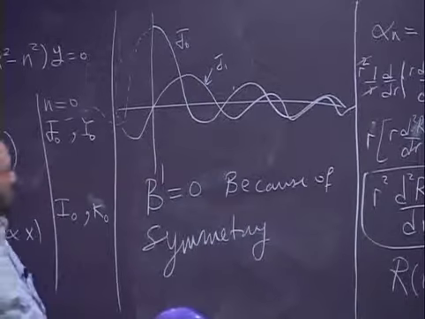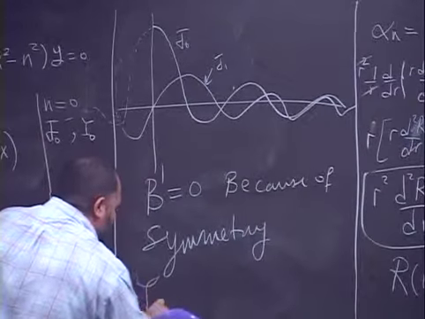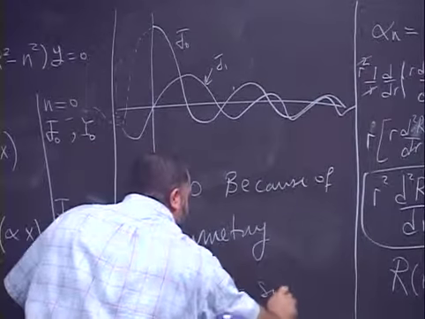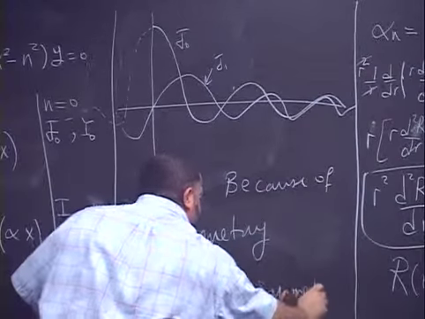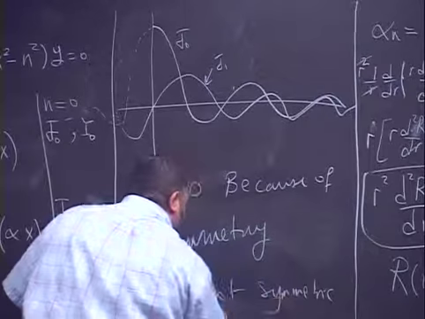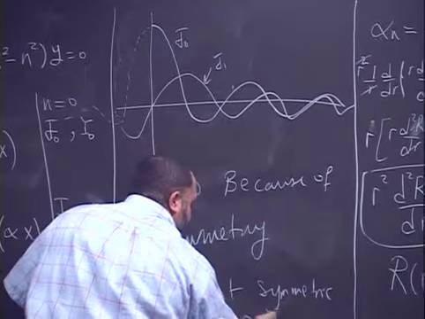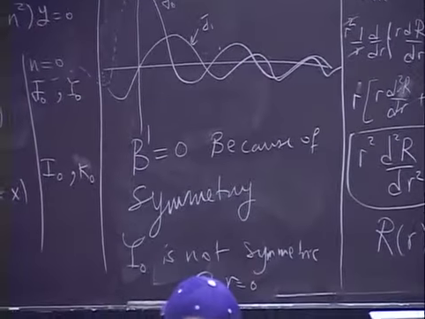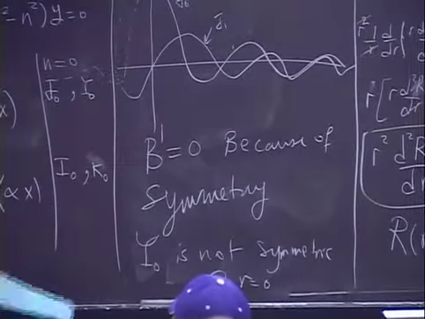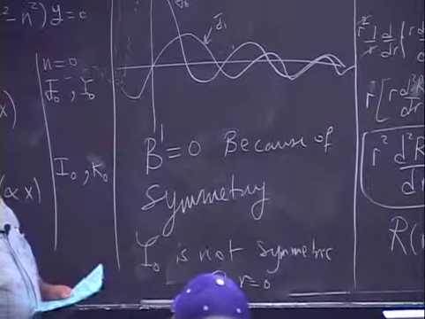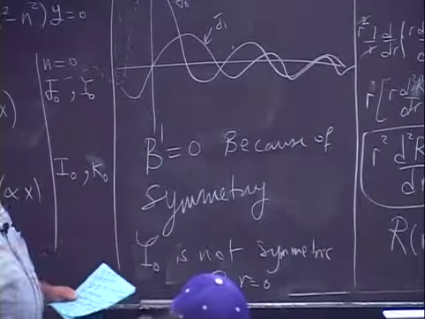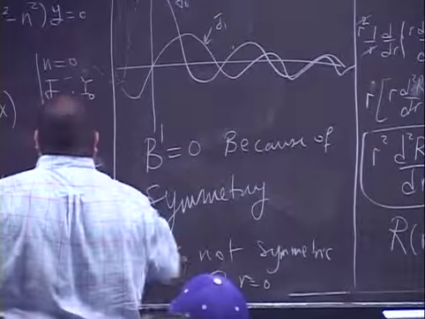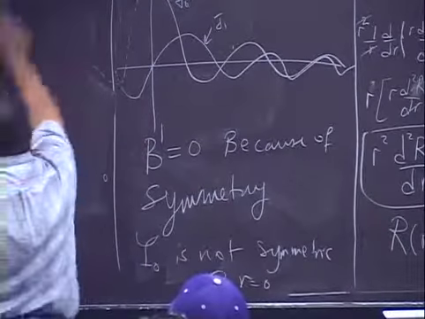Y naught is not symmetric at r equal to 0. At r equal to 0, Y naught is not symmetric. So I have to eliminate Y naught. How to eliminate it? I have to set the constant equal to 0, so that once you multiply 0 by anything it is 0. So in this case, your solution for the problem will be what?